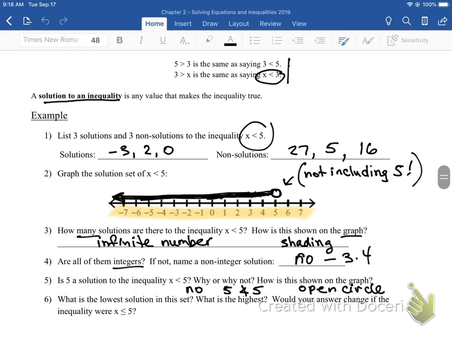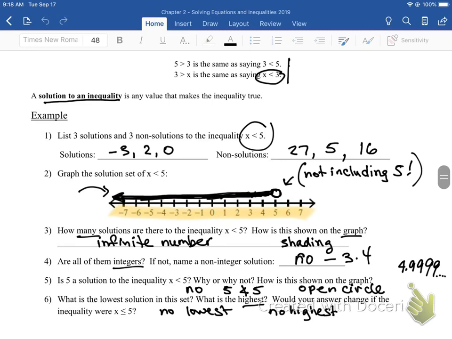Now, what's the lowest? Well, see this arrow here? That means there is no lowest. Now I've got something even crazier for you. What's the highest? There's no highest either. Because 5, while it's a boundary, is not in the solution set. But maybe you're thinking, well, what about 4.9? Well, all I have to do is keep adding a 9. 4.99 is higher than that. 4.999 is higher than that. So there's actually no highest either.